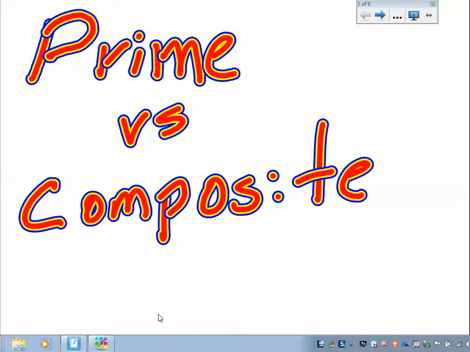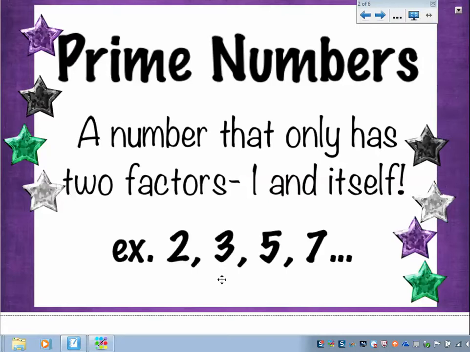So we're going to take just a moment to stop and say, alright, what are those prime numbers? And then you've got to know how to compare those to composite numbers. So there are some definitions that you need to know. I definitely want you to write these down. A prime number is a number that only has two factors, one and itself.